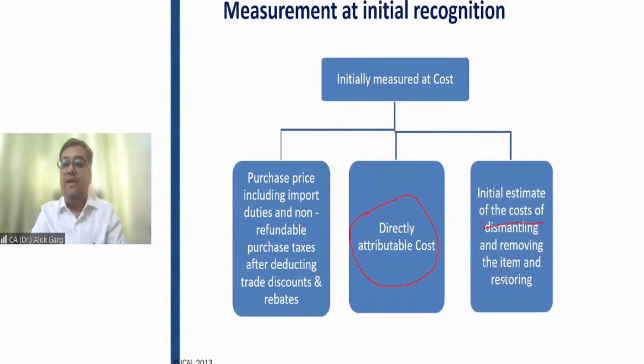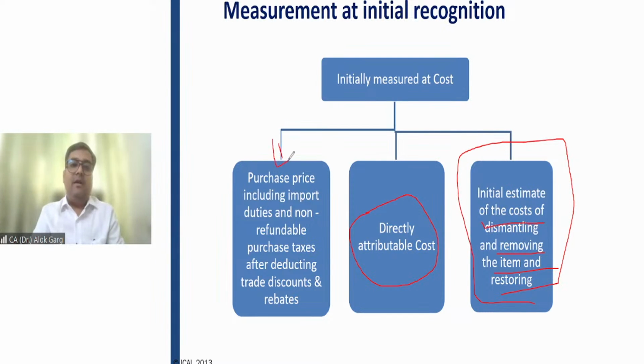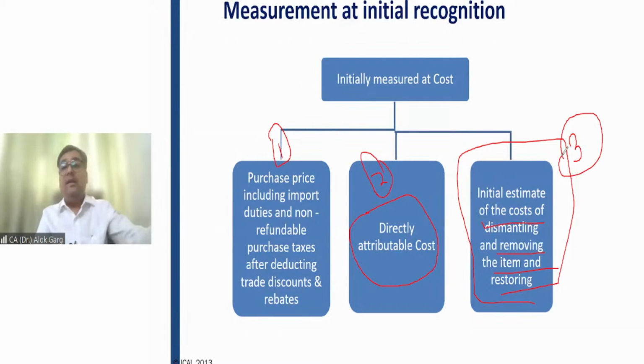Number three, initial estimate of the cost of dismantling and removing the item and restoring the site. What is it, friends? Point number one and point number two are quite easy. What is point number three? Let me talk about point number three.